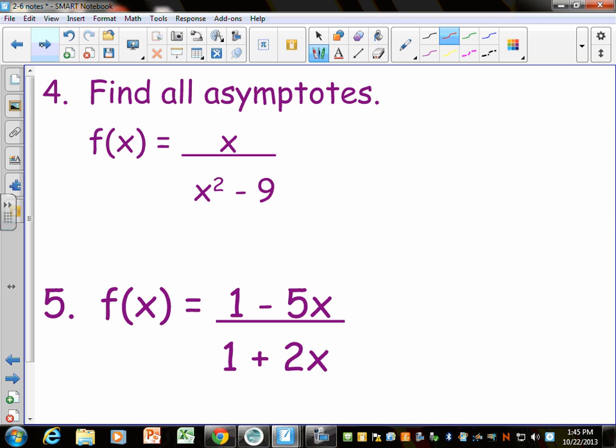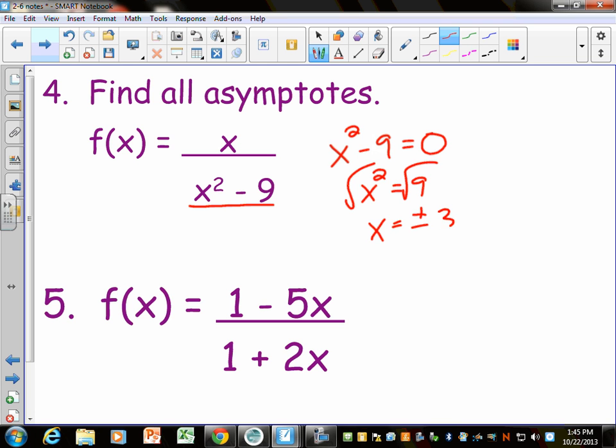Finding asymptotes. Most people do better with the vertical asymptotes because they know they're just setting the denominator equal to 0. Remember that asymptotes are equations, so you have to write it as x equals a number or y equals a number. Like for number 4, to find the vertical asymptotes, all I'm going to do is set the denominator equal to 0, and you just solve it. In this case, do you agree that we're going to have 2 vertical asymptotes? Plus or minus 3? And again, notice when you solve the equation, you get x equals, so you're done with the vertical asymptote.